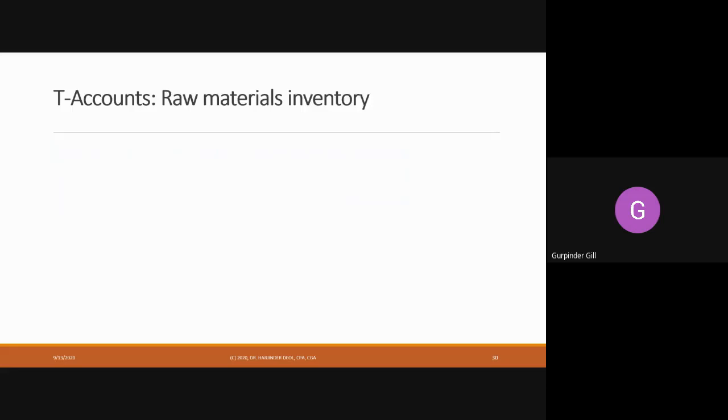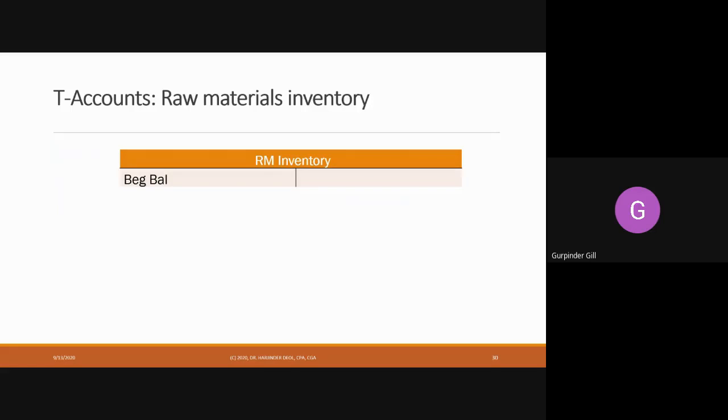So let's see what they look like. So your raw material inventory account. So your beginning balance, it's an asset account, so it should have a debit balance.